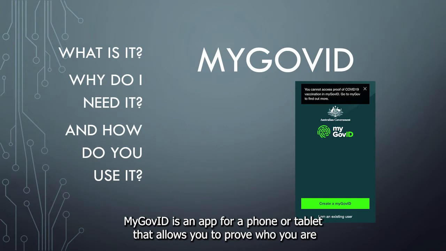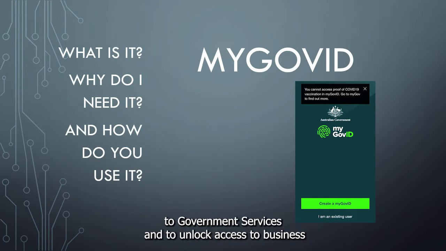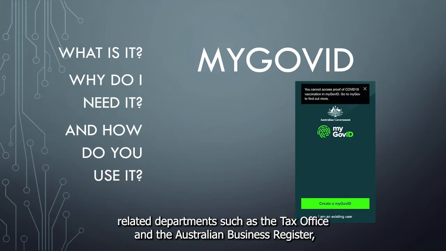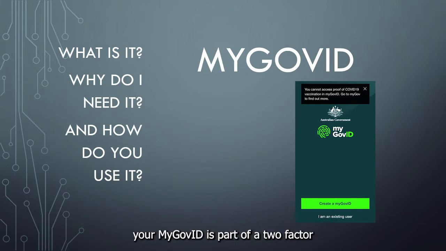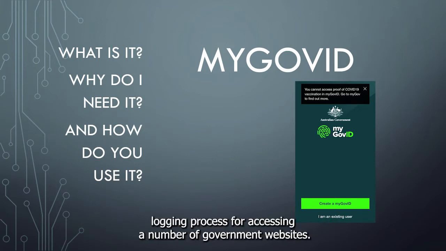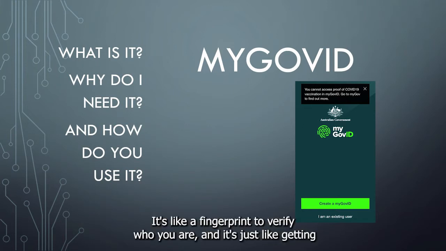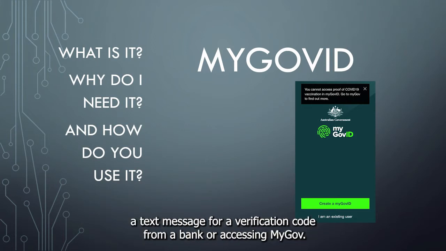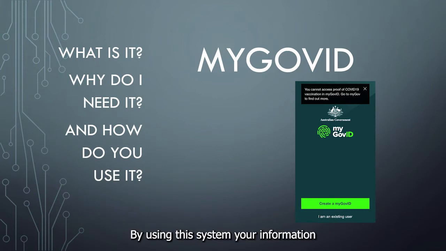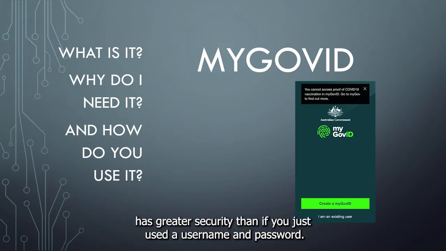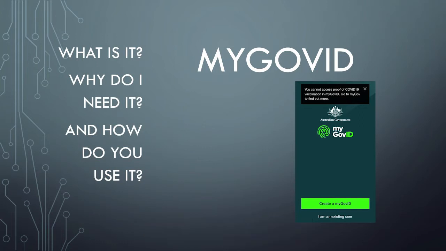MyGovID is an app for a phone or tablet that allows you to prove who you are to government services and to unlock access to business-related departments such as the Tax Office and the Australian Business Register. Your MyGovID is part of a two-factor login process for accessing a number of government websites. It's like a fingerprint to verify who you are, and it's just like getting a text message for a verification code from a bank or accessing MyGov. By using this system, your information has greater security than if you just used a username and password.